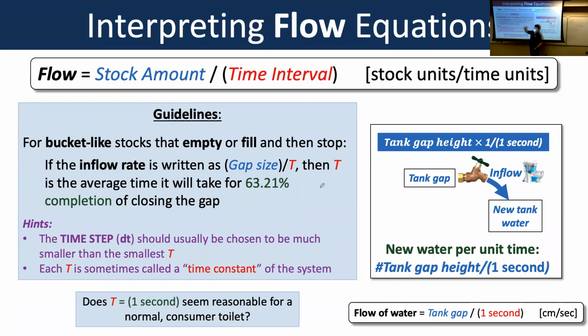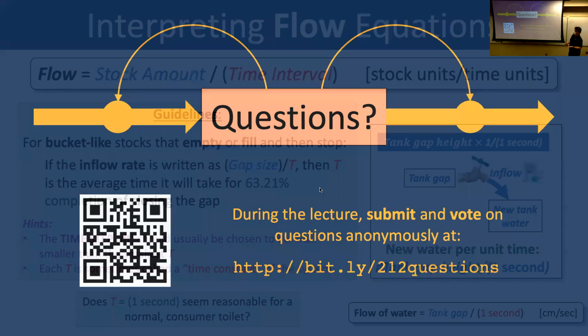So instead of our flow being equal to the tank gap, for a real toilet our flow should probably equal tank gap divided by 5 or tank gap divided by 4, because that would slow down the toilet to match the realistic timing for a real toilet. Okay, so those are the two types of systems that we work on. Any questions about that?